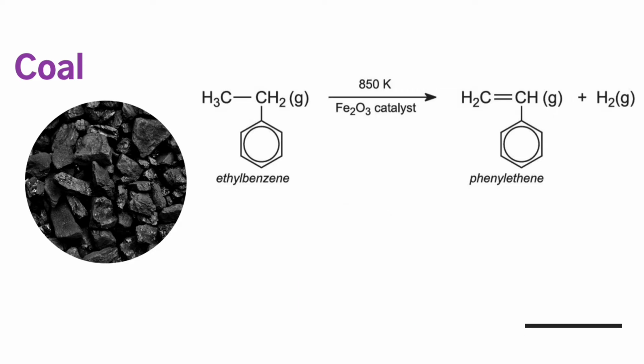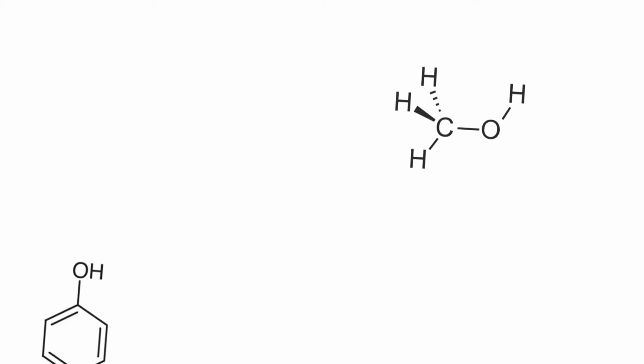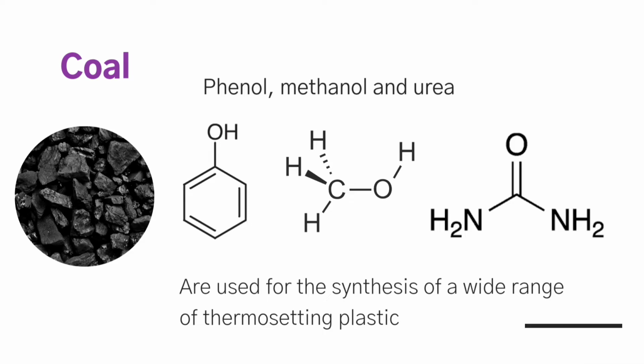Now, phenol is also obtained from coal, okay? Phenol, methanol, and urea, they are also obtained from coal. You can see their structure. They are used for the synthesis of what? A wide range of thermosetting plastics, all right? You should know that. They are used to produce what we call thermosetting plastics, all right?